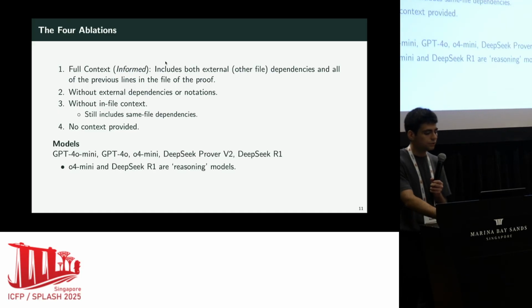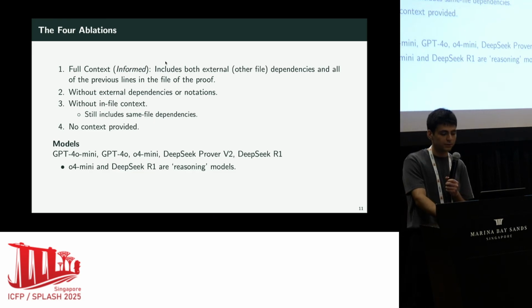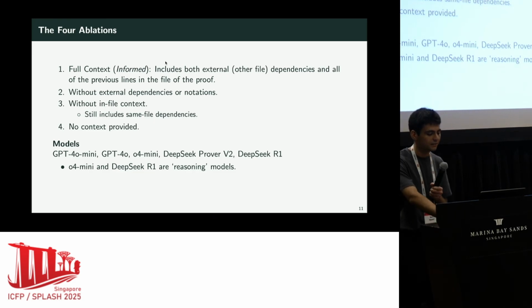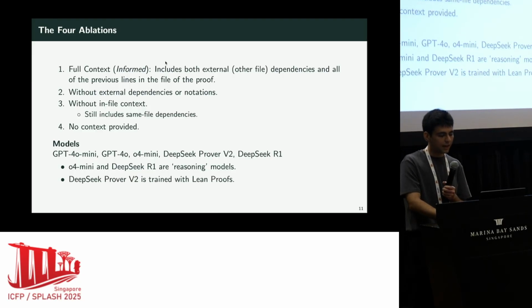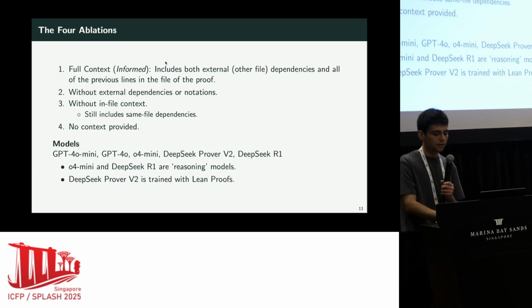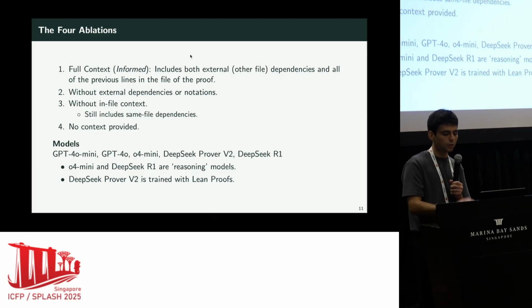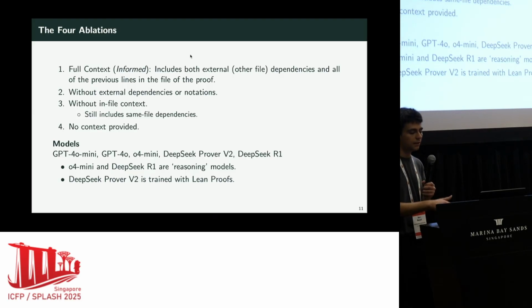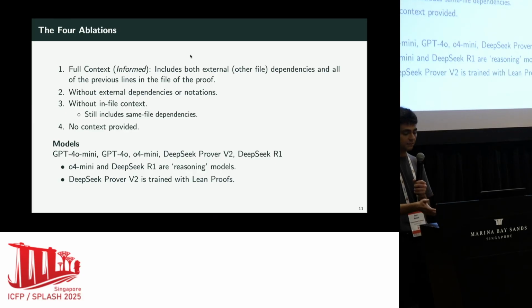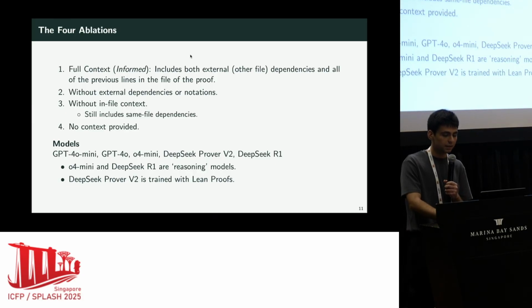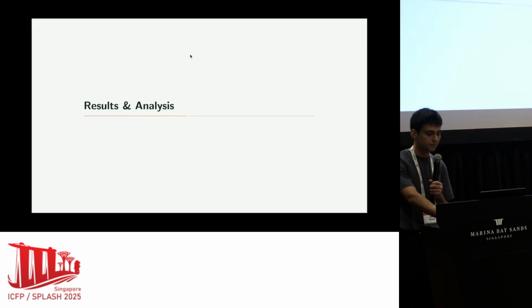And we evaluate on GPT-4o Mini, GPT-4o, O4 Mini, DeepSeek Prover v2, DeepSeek R1. O4 Mini and DeepSeek R1 are reasoning models, for context. And DeepSeek Prover v2 is trained with Lean proofs, just in case you don't know. We're including DeepSeek Prover v2 because we're interested in whether it has learned from being trained on Lean proofs, and whether it can also work on Rocq as well.